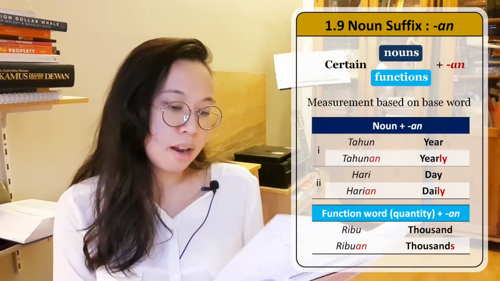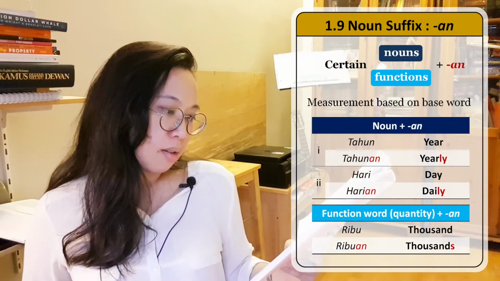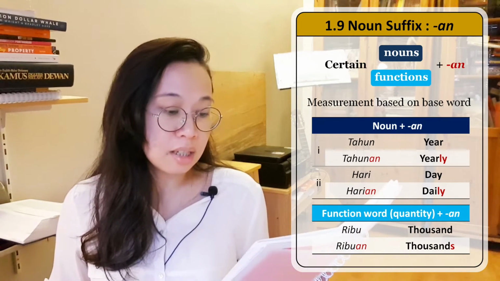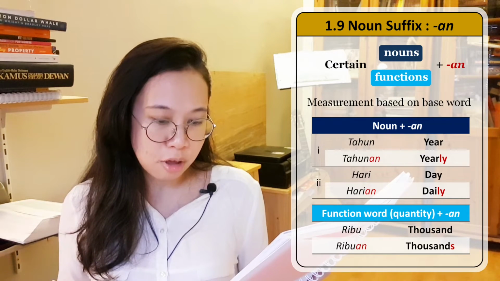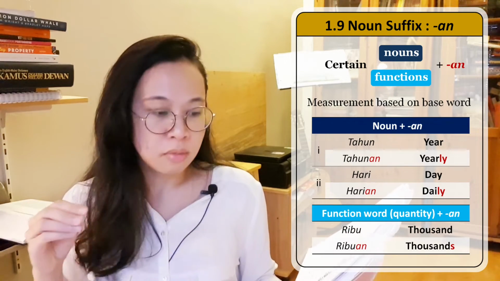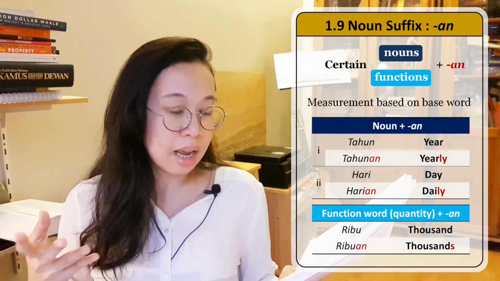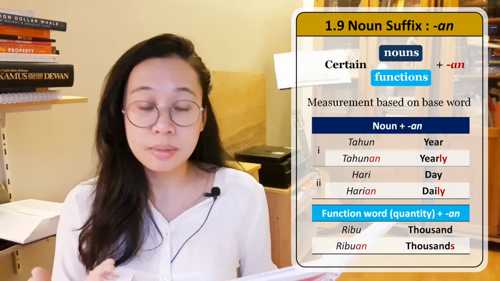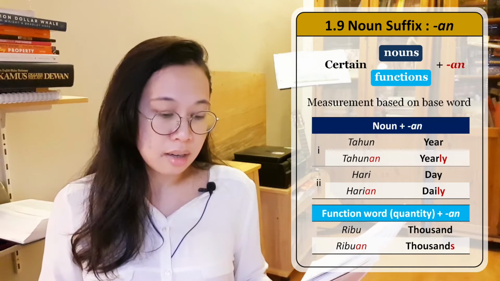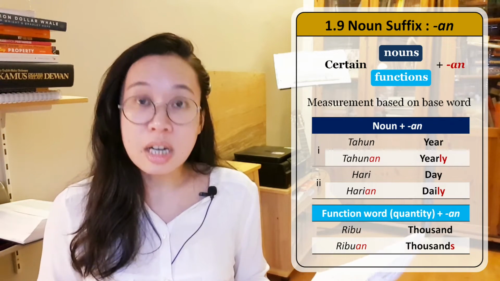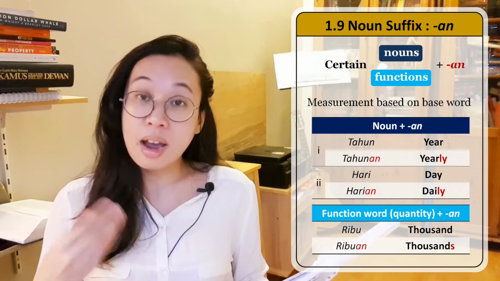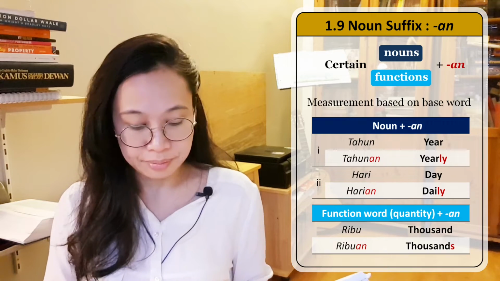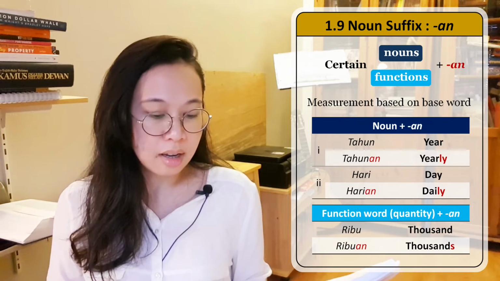The next one, which is the last one, is a noun and a function word plus an. This function word pertains to quantity. So when you combine both of these with an, it means a measurement based on the base word. If the base word is a noun like tahun, tahun means year. Tahunan means annual, yearly. Next one, hari. Hari means day. Harian means daily. So that's for noun plus an.